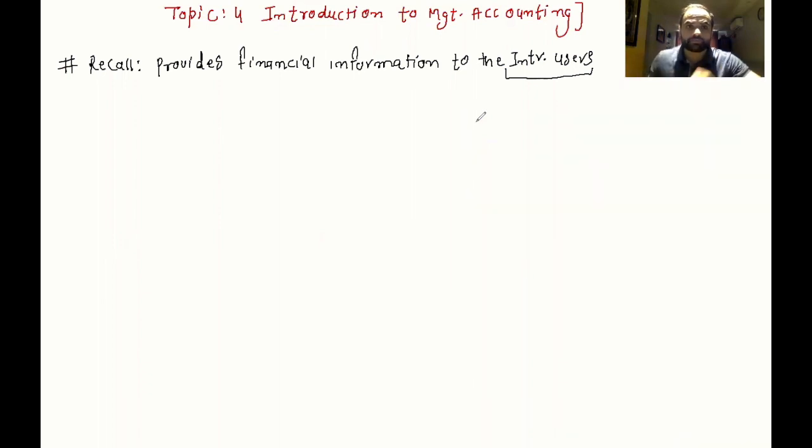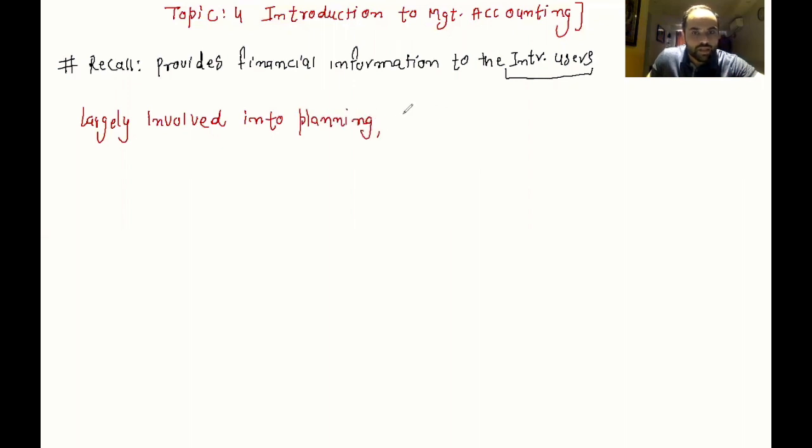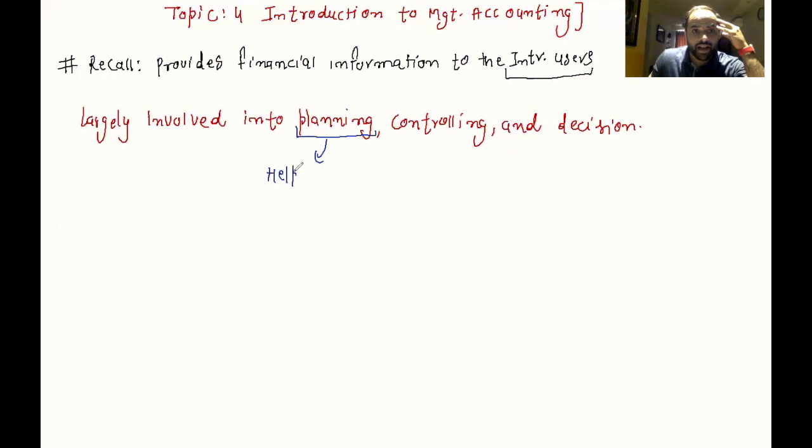All right. So management accounting is largely involved in planning, controlling, and decision making. All right. Now, what is planning? Planning is a process that helps to achieve objectives.